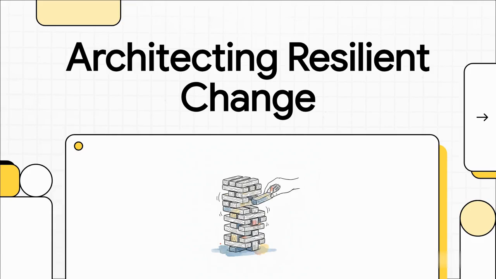Welcome to The Explainer. Today we're talking about something that's, well, kind of a silent killer in software architecture. It's that one tiny change that can somehow bring down an entire system. So how do we architect our way out of that? How do we make changes without breaking everything?